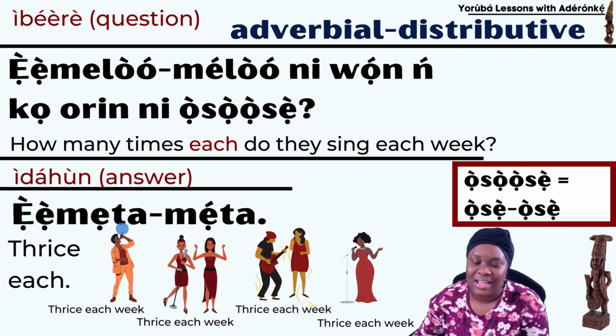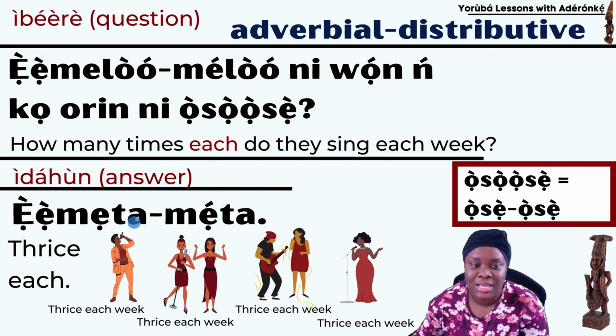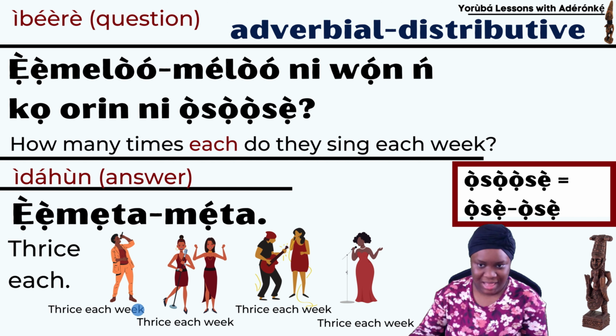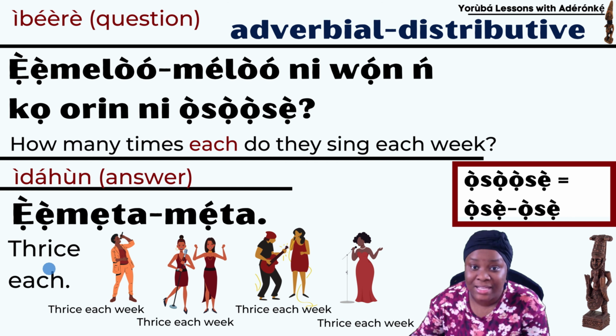Meta, 3 times each. 3 times each week. They each sing 3 times each week. Meta is sufficient. If you want to make a full sentence, you could say meta ni wọ́n kọ orin ní ọ̀sọ̀ọ̀sẹ̀. You remove the question mark and you ditch the question starter, the how many times each. You just say meta ni wọ́n kọ orin ní ọ̀sọ̀ọ̀sẹ̀, and you put a full stop. That works. You would be saying thrice each.